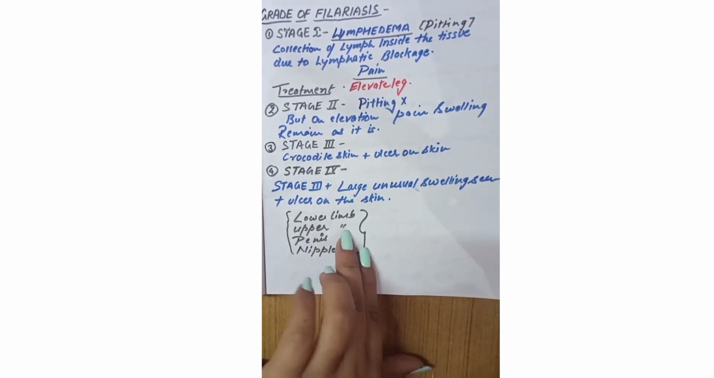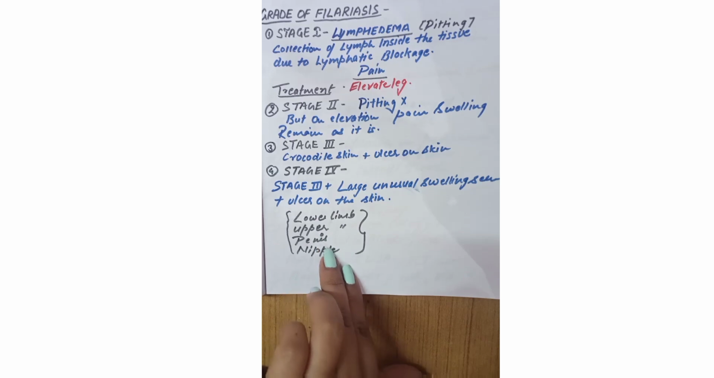सो बेसिकली ये जो स्वेलिंग होती है वो लोअर लिम्ब के एरियाज़ में, अपर लिम्ब के एरियाज़ में और पेनिस और निपल पे देखने को मिलती है. ठीक है.